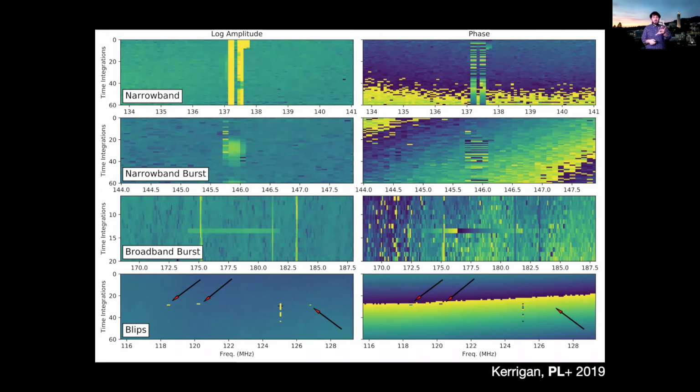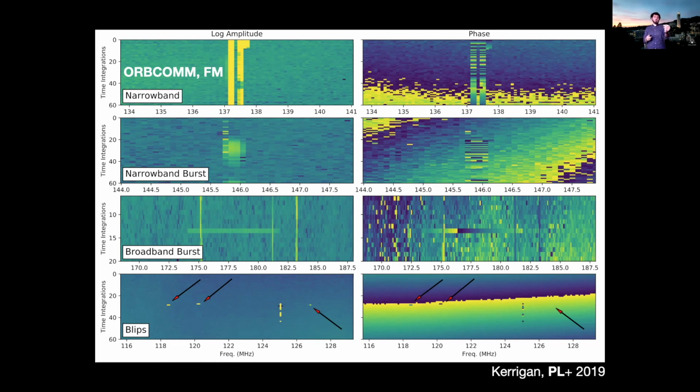So this is a few different cases of typical bits of RFI that we find in data. So you have things like the ORBCOMM communication satellites or FM radio that are very narrow in frequency. So the x-axis here is frequency and the y-axis is a function of time. So these transmitters are on a lot of the time or all the time, but they're very narrow in frequency. And so this is what it looks like when we visualize our data.